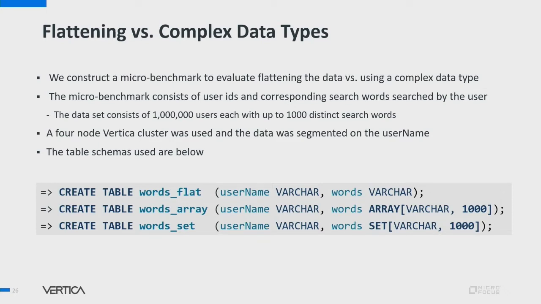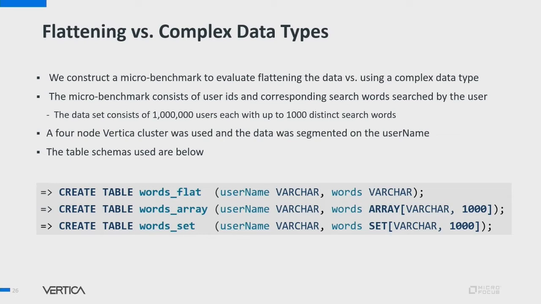In this micro benchmark, we set up some tables with user IDs and search words that would have been searched by each user. In our data set, we have 1 million users, each of whom has searched for up to 1,000 distinct terms. We set up our micro benchmark in a 4-node Vertica cluster segmented on the username column.